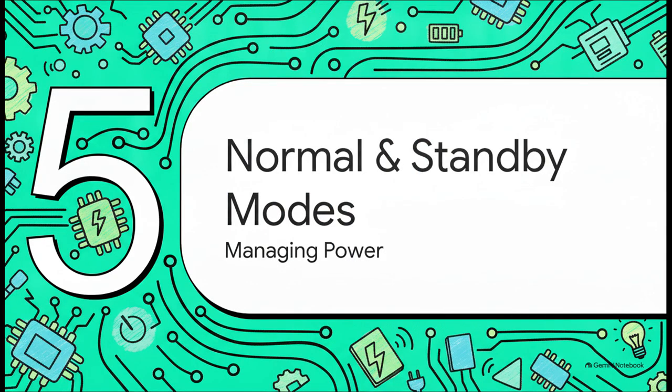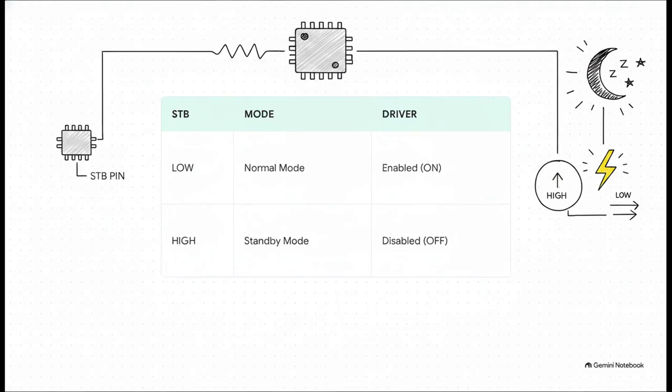Finally, part 5, normal and standby modes. Let's zoom back out to the broader network context and look at managing power and activity. This entire state of the transceiver is dictated by just a single logic pin called the STB, or standby terminal. When you pull this pin low, the chip is in normal mode. The driver and receiver are fully enabled, and two-way communication is live.